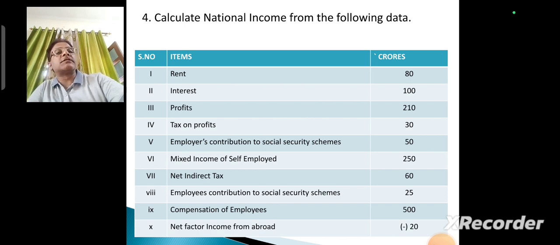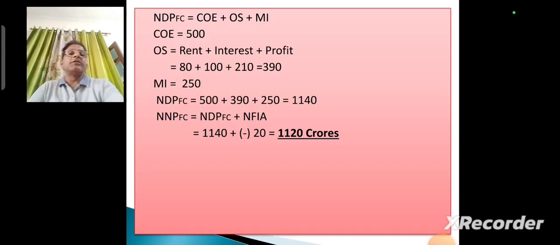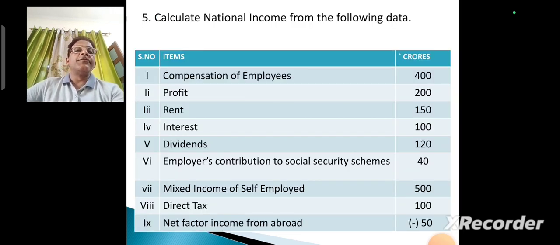I hope this is clear. I need not spend much time on this. You can see the calculation of the numerical. NDPFC is equal to COE plus OS plus MI. COE 500, OS is calculated as 390, MI is 250, and then the calculation of NNPFC. I hope you have seen this. Well, we move to the next.